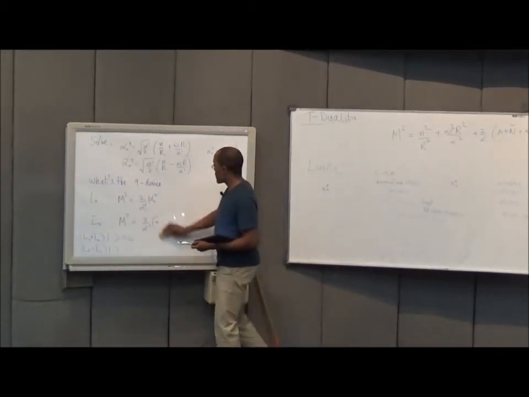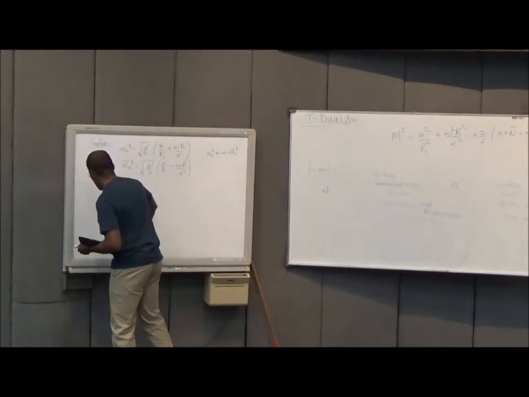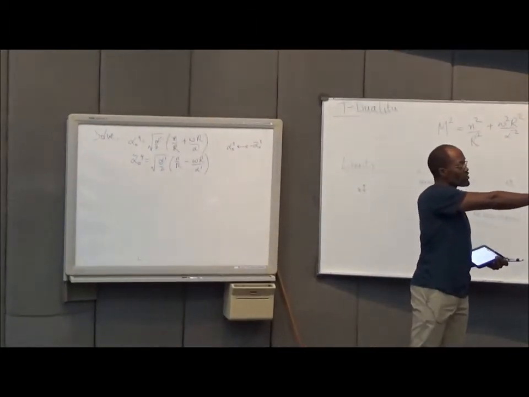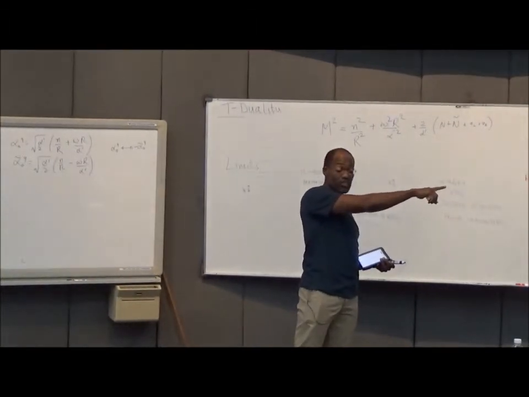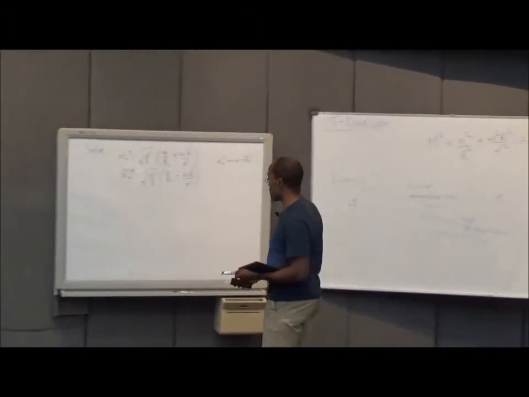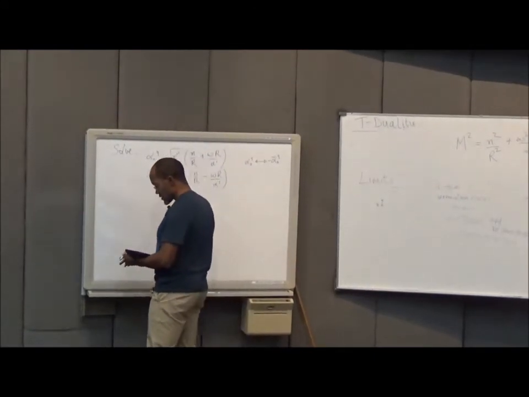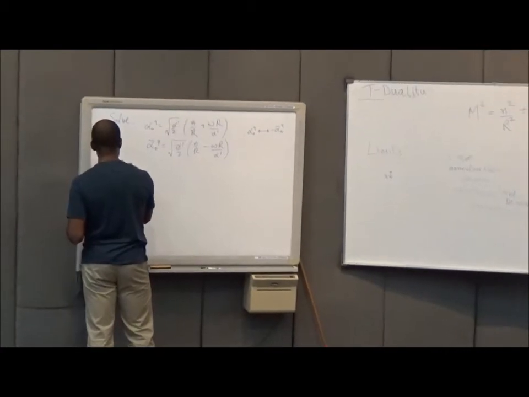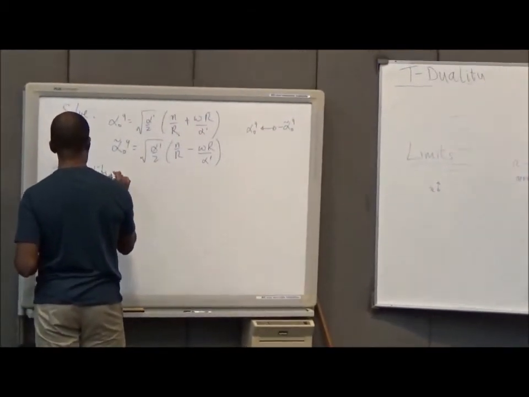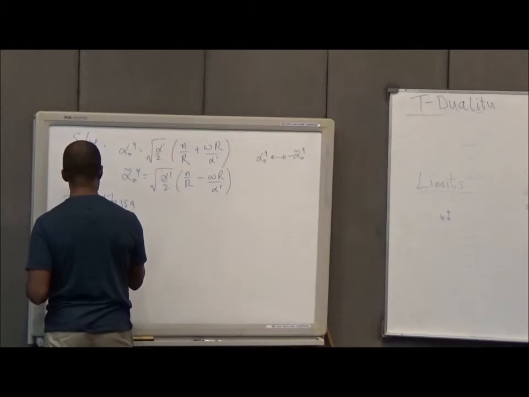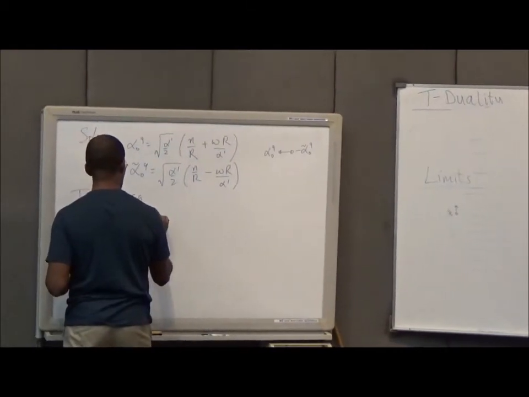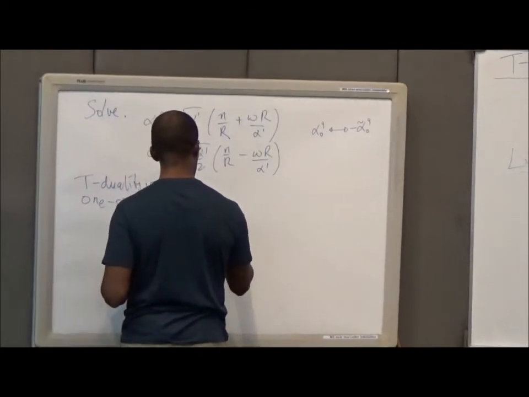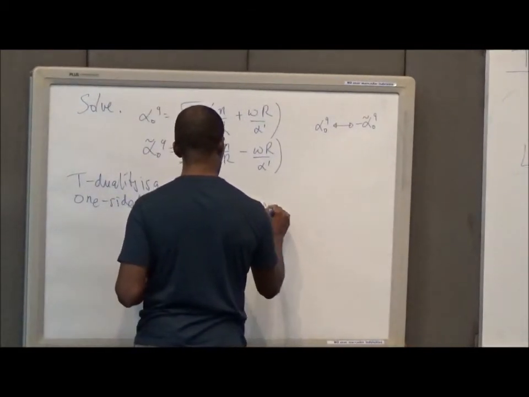And so that's telling us that it's actually true, it's not just a perturbative accident, it turns out to be an exact symmetry of the full string theory. So let's just say that. So T-duality is a one-sided parity operation on the world sheet.